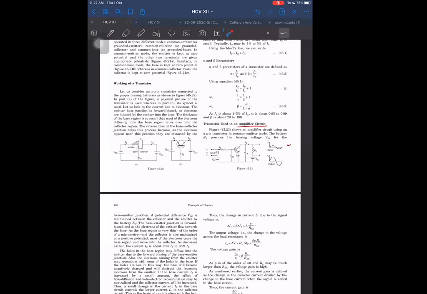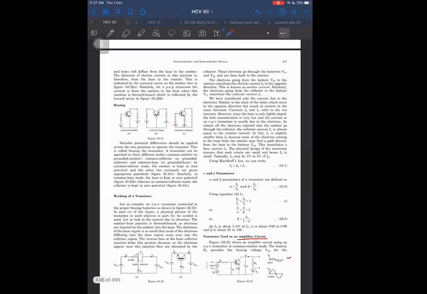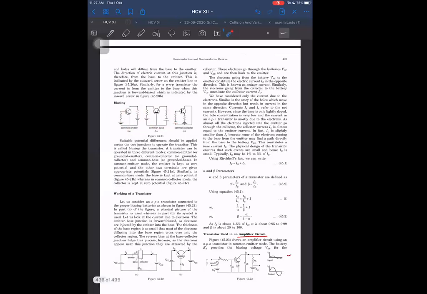There has to be some energy source. So these are the energy sources. These energy sources are already there. These will make the transistor function first. Now, what is the role played by the transistor? That role played by the transistor is to amplify.